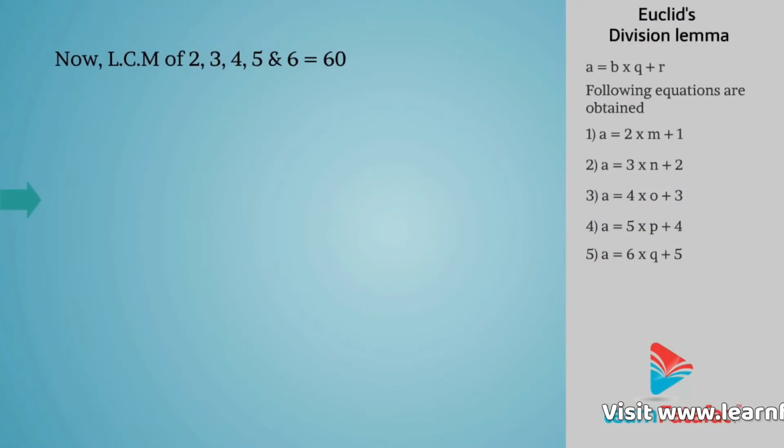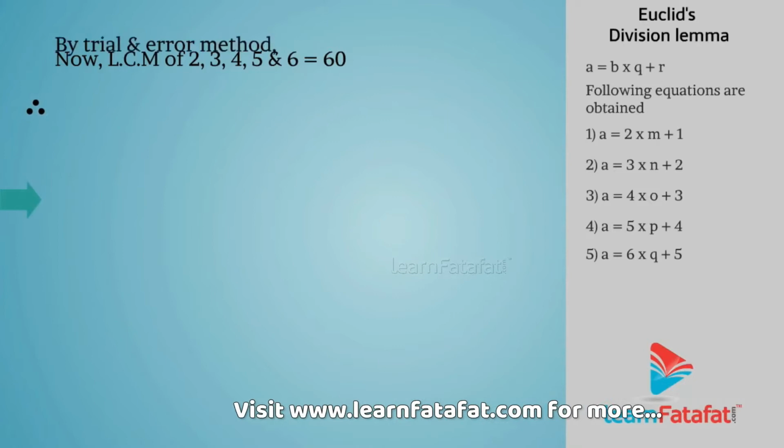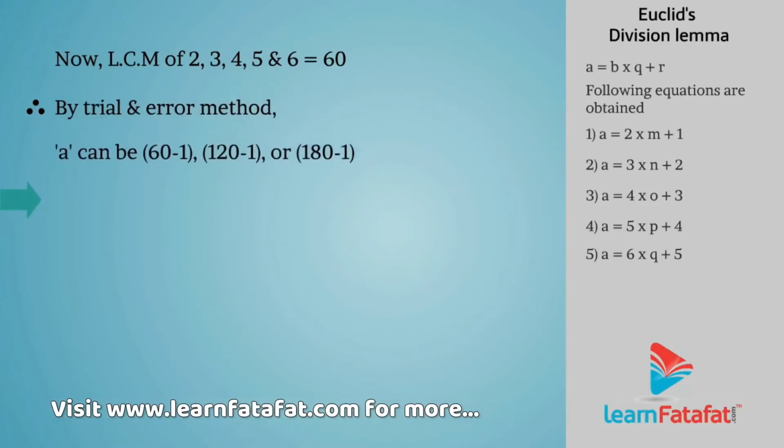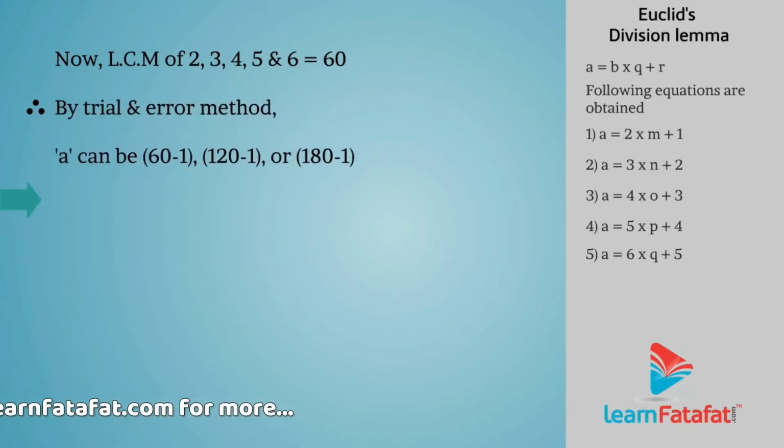Now, the LCM of 2, 3, 4, 5 and 6 is equal to 60. Therefore, by trial and error method, A can be 60 minus 1, 120 minus 1 or 180 minus 1.